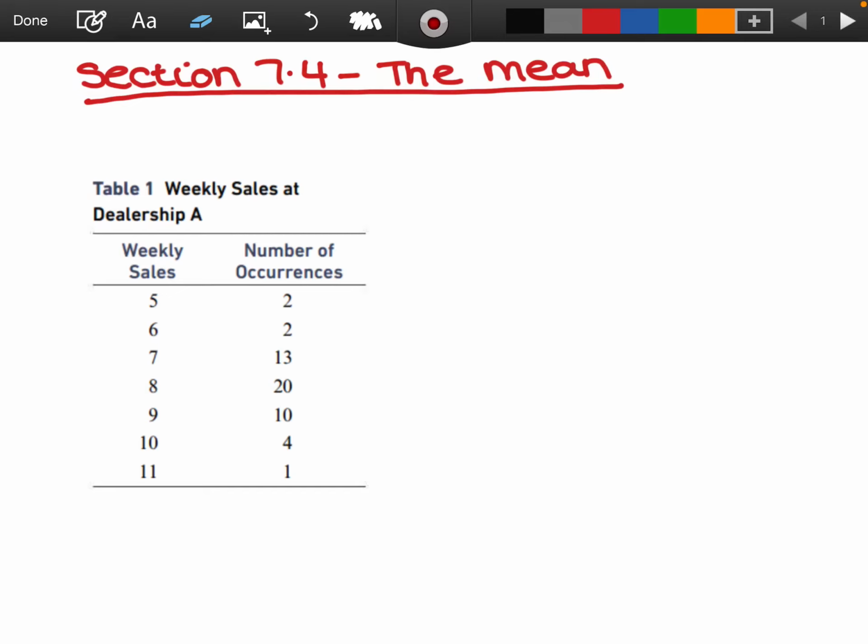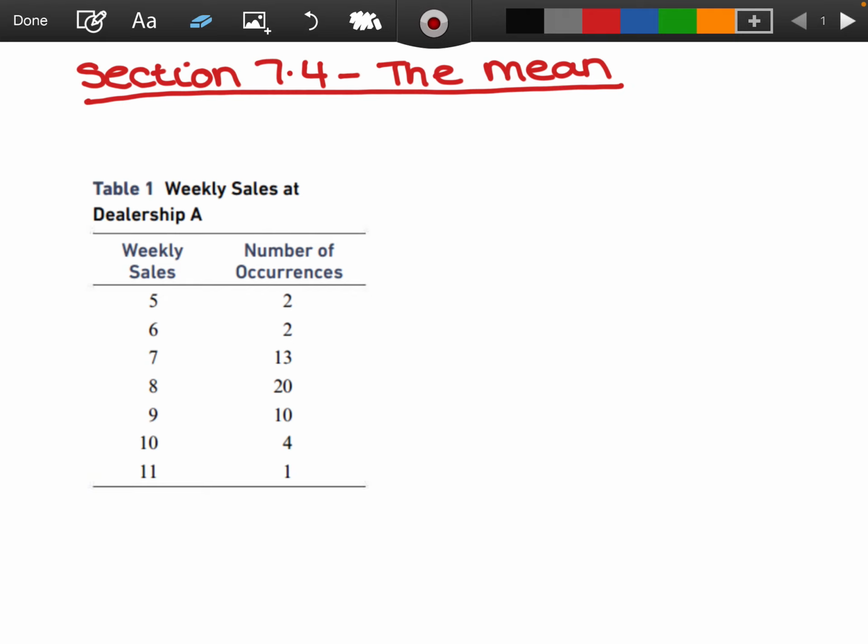In today's video, we're going to look at the mean. So we're going to look at both sample means and population means, and just some notational things that go along with that, as well as expected values when we are looking at probabilities.